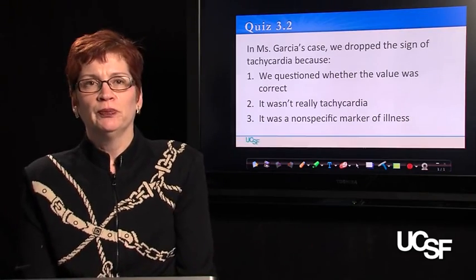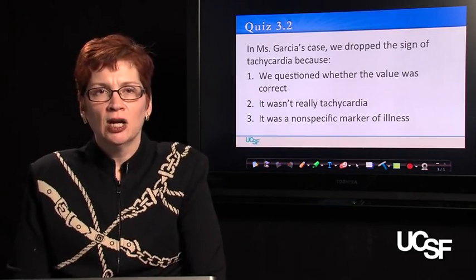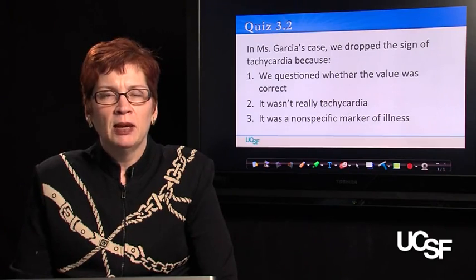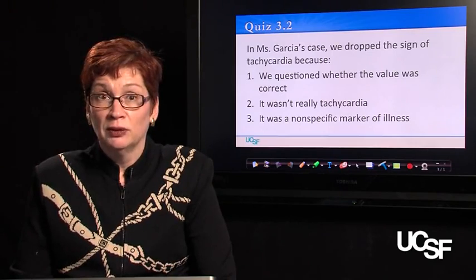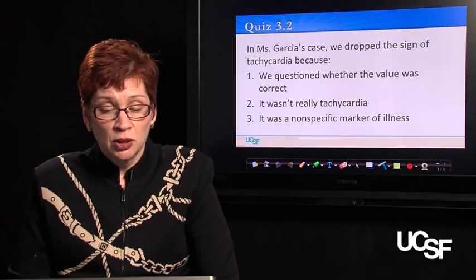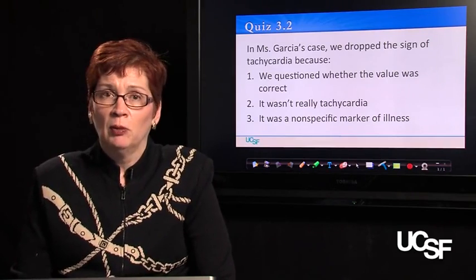So, quiz 3.2. In Mrs. Garcia's case, we dropped the sign of tachycardia from the ultimate process problem list and patient illness script because, number 1, we questioned whether the value was correct. Perhaps the person who took the vital signs didn't measure it correctly. Number 2, it didn't really count as tachycardia. Or number 3, it was a nonspecific marker of illness.